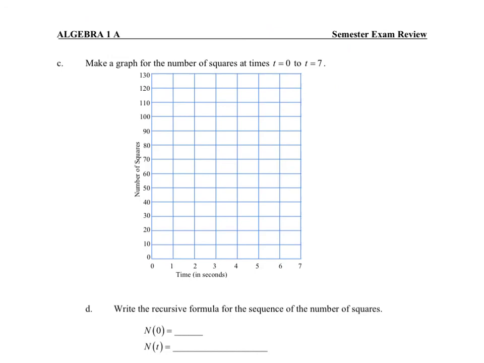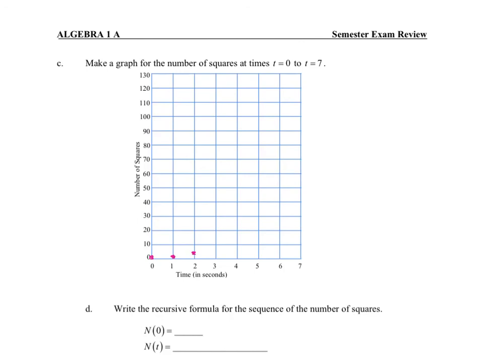Part C asks us to make a graph for the number of squares at time t equals 0 to t equals 7. So basically all we're going to do is plot the points for each of the numbers we found in the table before. So at 0, we had 1. So at time 0, we had 1 square. At time 1, we had 2 squares, which pretty much looks like it's in the same spot. My graph might not be totally accurate because it's a lot harder to write on this than it would be with your own pencil, so just keep that in mind.